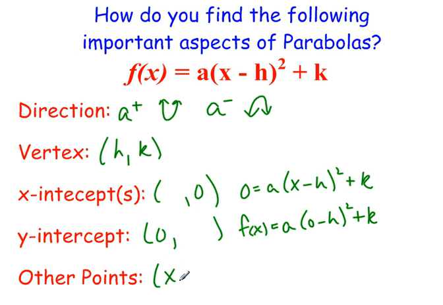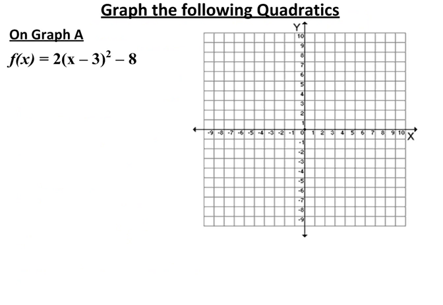Now, what I mean by other points is a parabola is made up of an infinite number of points, and you can find any of them by substituting in your input, or an x value, and finding the corresponding output, or y value. So let's go through 4 examples of the equation when it's in what we call vertex form.